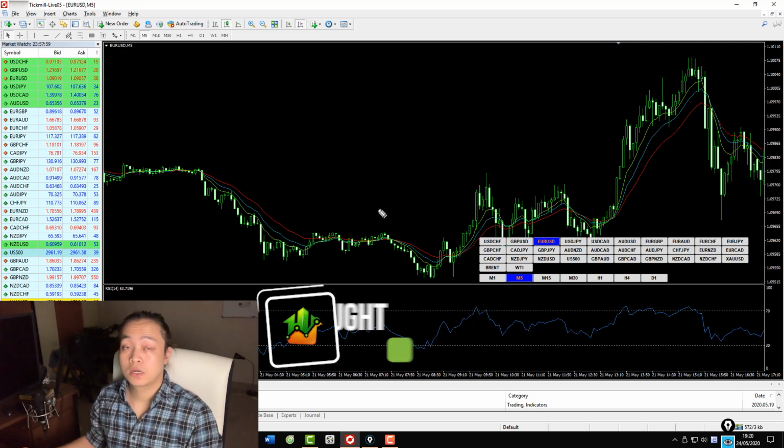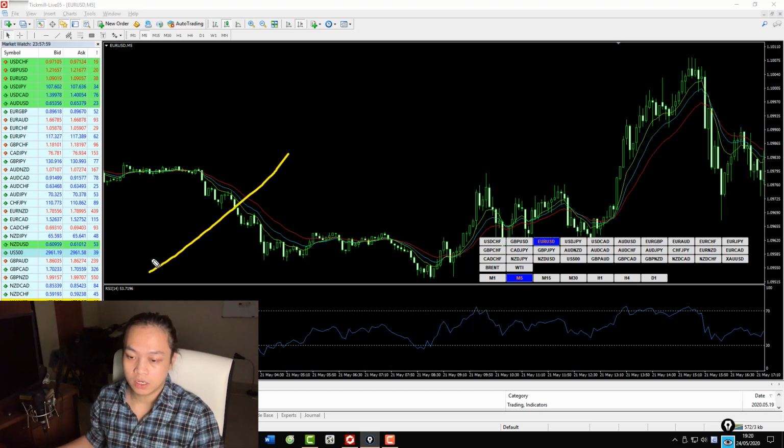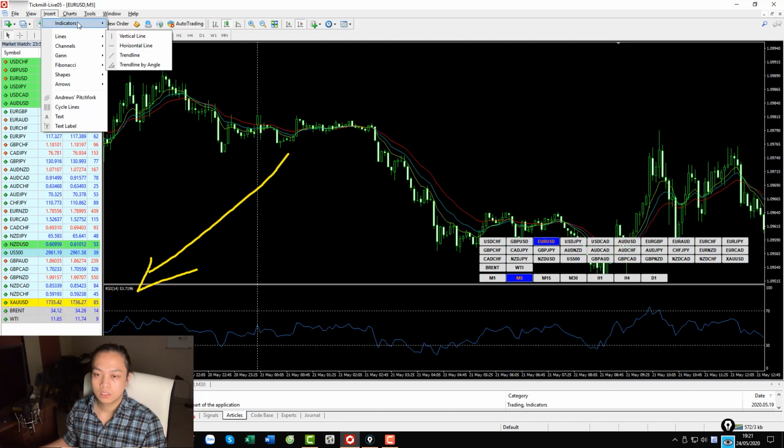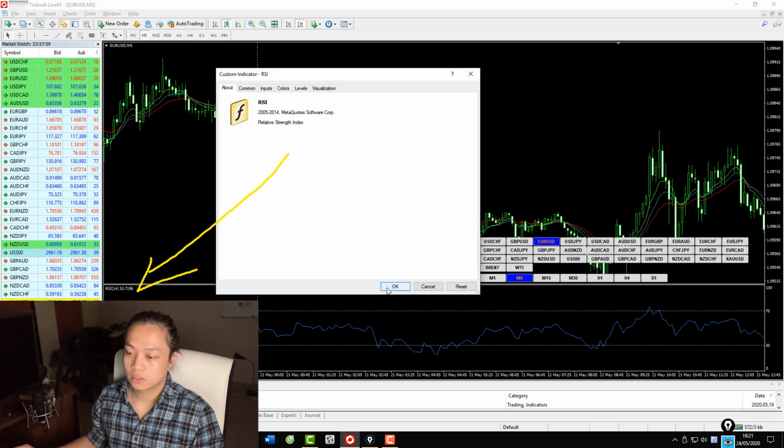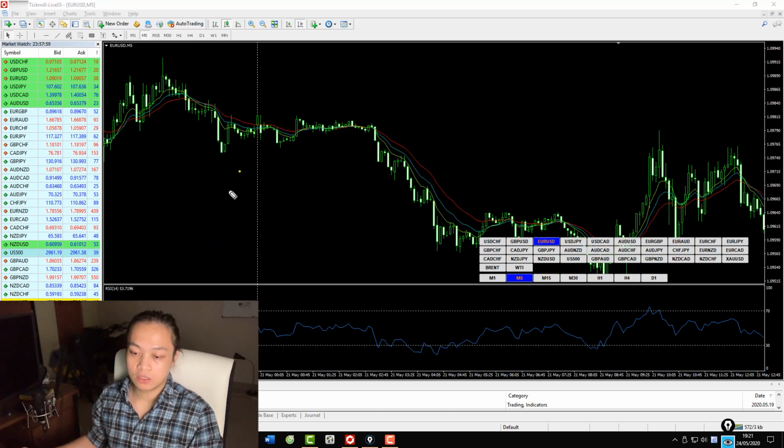Alright, so on the price chart right now, I already have the RSI ready, but in case you're a new trader and you don't know how to pull out the indicator, here you go to Insert, Indicators, Custom. Here you can find the RSI. Just click, click OK, and then you will get the notification like me right now. We'll talk a little bit about settings for the RSI later, but for now we just use the default setting.